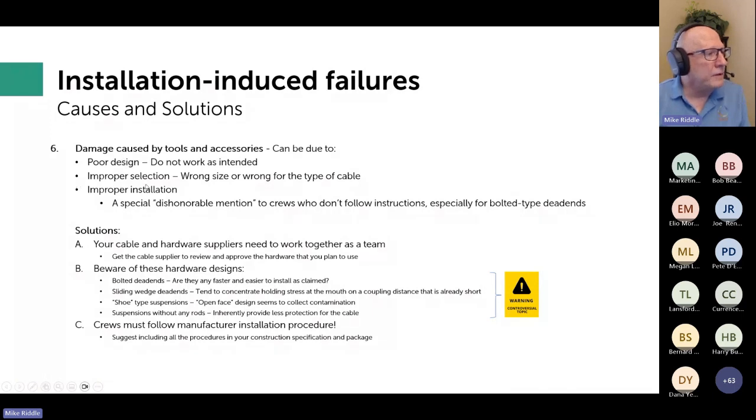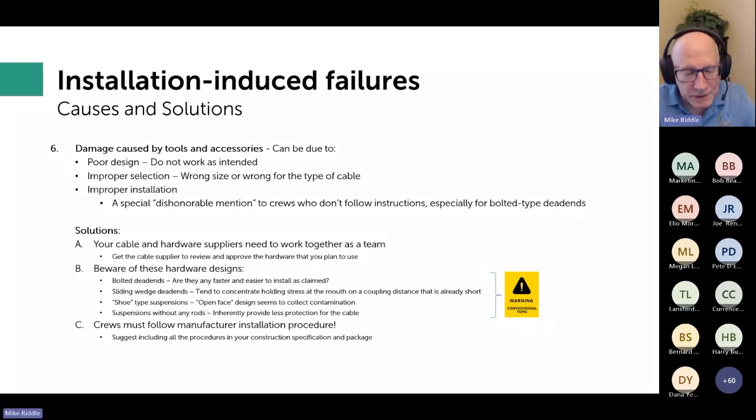Another problem is that you selected something wrong. The size is wrong. In my hypothetical half-inch cable example that I keep using, if I use a dead end that's designed for 0.4 inch, I'm likely to have a problem, right? Or it's wrong for the type of cable. There is some hardware that I would use on, say, a stranded stainless steel loose tube design that I would not use on an aluminum pipe type design.